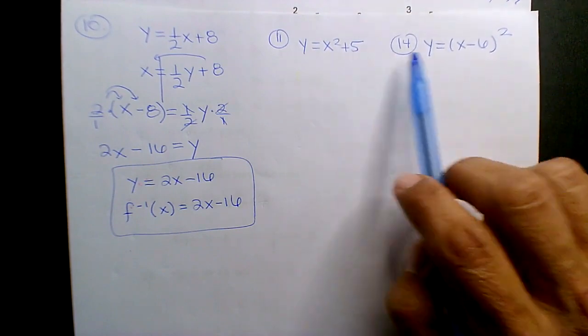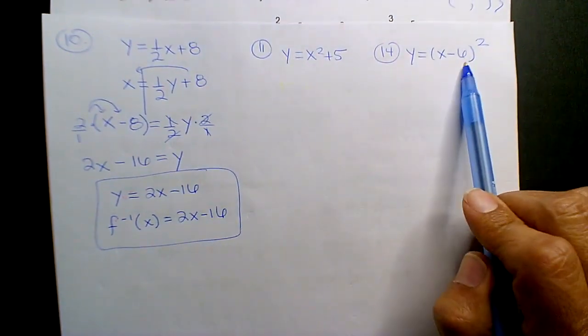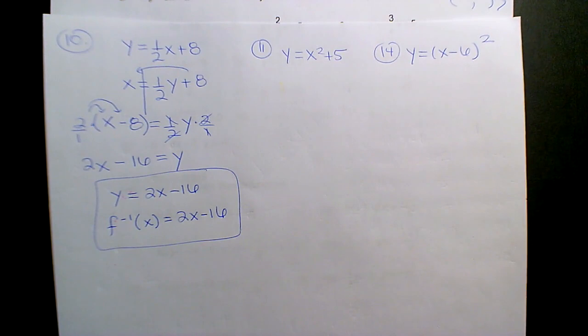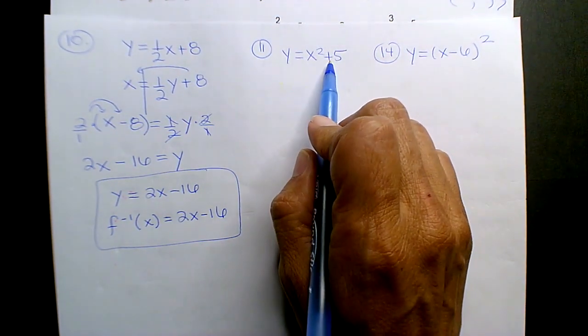Quadratics, right? So you got quadratics. Here the vertex is 0, 0. Here we got 6, 0. Okay, so what happens is this positive 5, right?